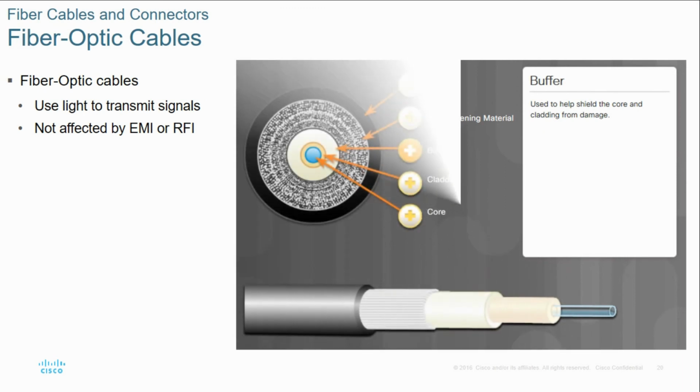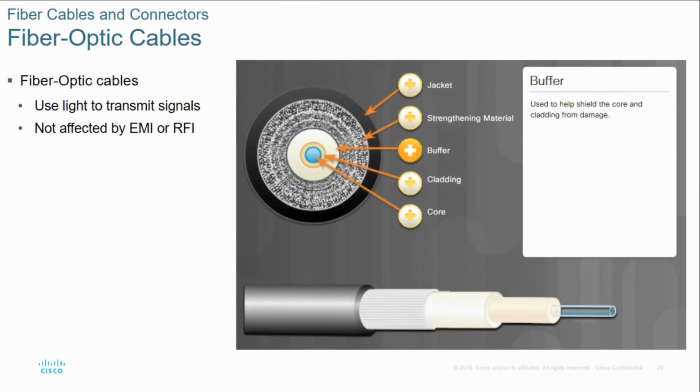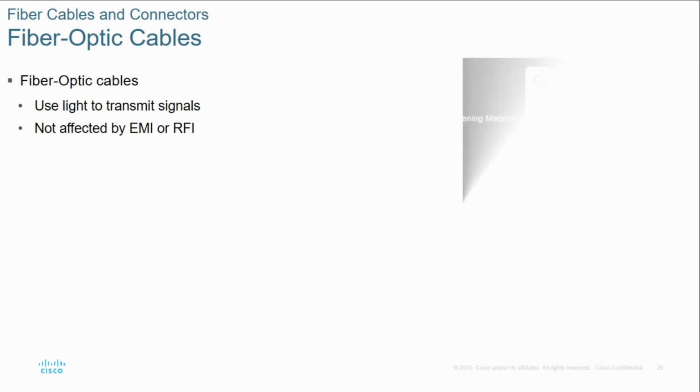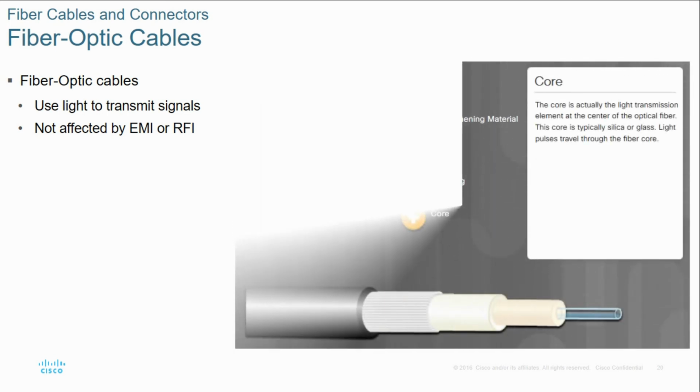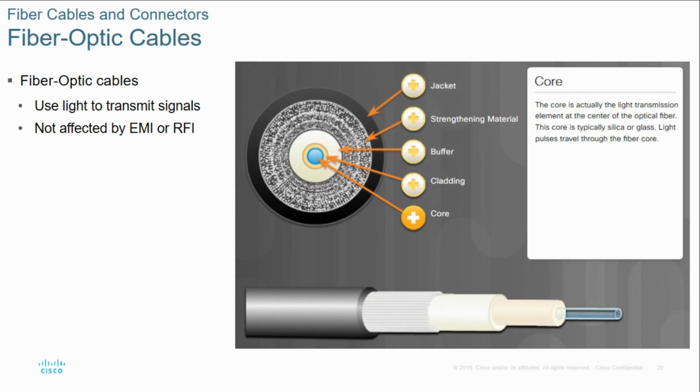The buffer is used to help shield the core and cladding from damage. Cladding is made from slightly different chemicals than those used to create the core. It tends to act like a mirror by reflecting light back into the core of the fiber. This keeps light in the core as it travels down the fiber. The core is actually the light transmission element at the center of the optical fiber. This core is typically silica or glass. Light pulses travel through the fiber core.